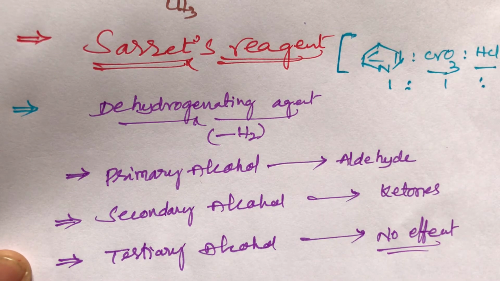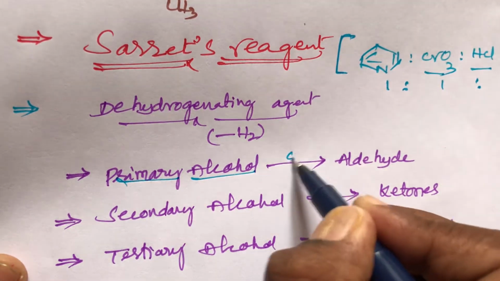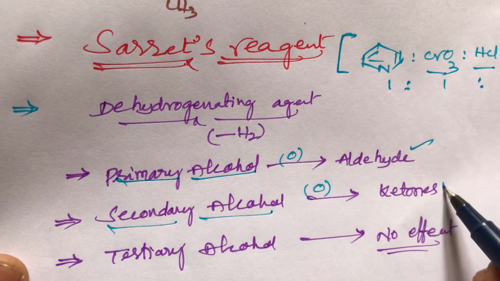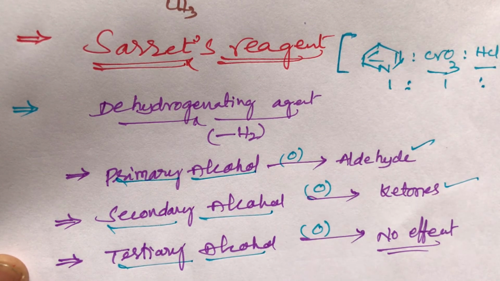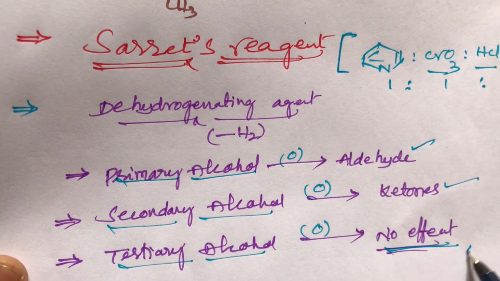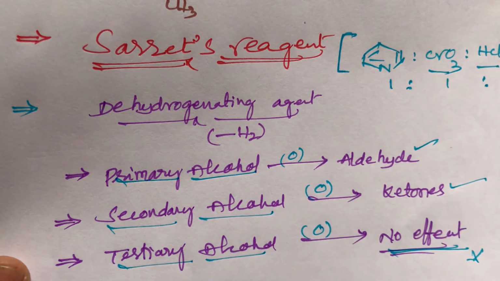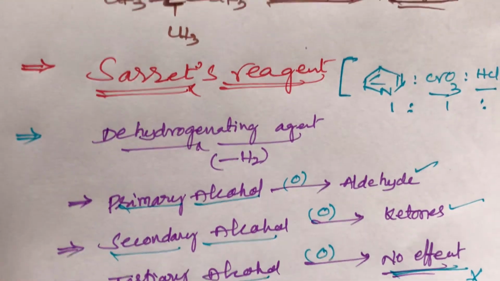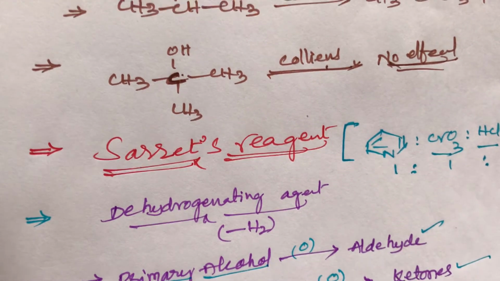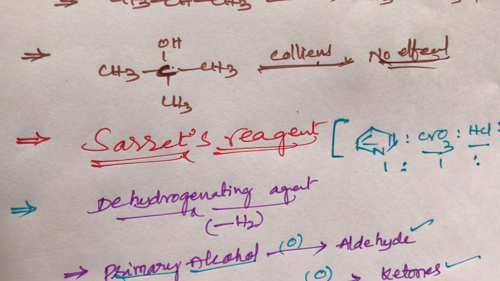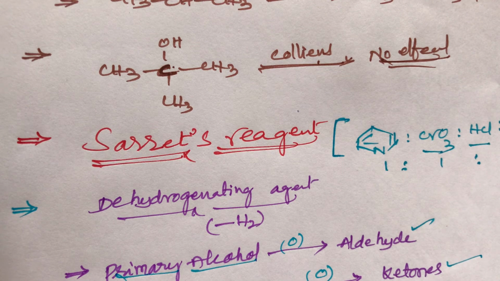This is the simple trick. Sarett's reagent acts as a moderate oxidizer. When primary alcohols undergo oxidation with Sarett's reagent they give aldehyde, when secondary alcohols undergo oxidation they give ketones, and when tertiary alcohols undergo oxidation, there is no effect. These moderate oxidizers can oxidize only primary alcohols and secondary alcohols, but tertiary alcohols cannot be oxidized. This is a simple trick, student.